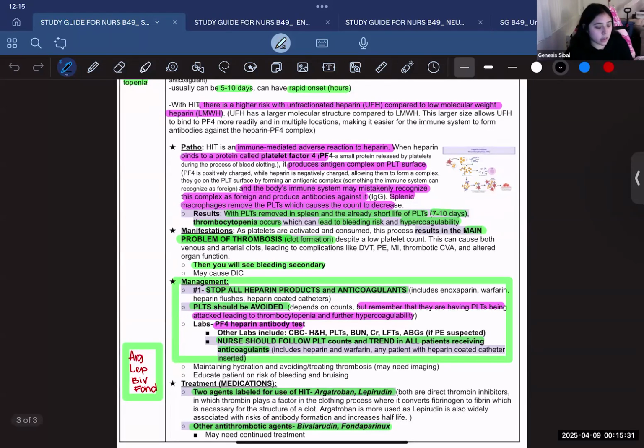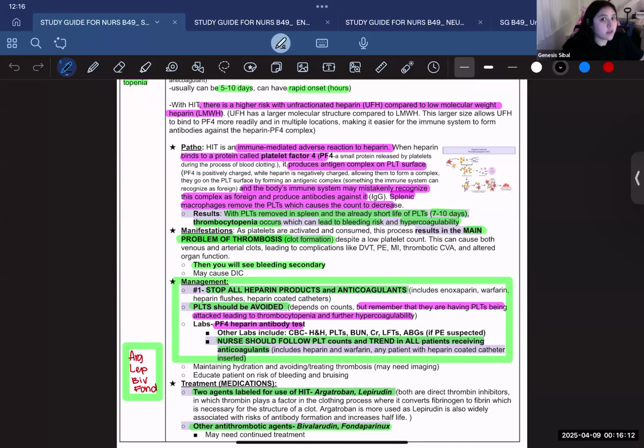So that's kind of talking about those things, and you might have to read it a couple of times to understand it, but essentially what's happening is an immune response: the heparin binds the protein PF4 and produces an antigen complex on it. Your body sees it as foreign. Macrophages are formed and start taking away all of your platelets because they see it as foreign. So your body's trying to protect you, but really it's confused. With platelets removed in the spleen and the already short life of platelets, which is like 7 to 10 days, now you have thrombocytopenia.